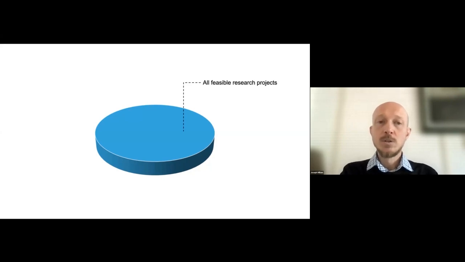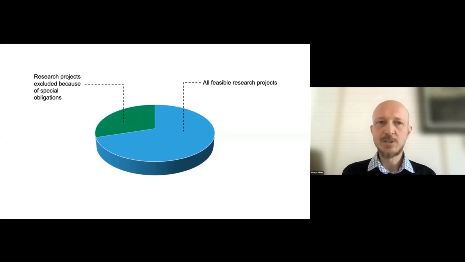Now, looking at the feasible research projects that, say, a funder or an international organization could support, well, some of them are going to be inconsistent with the priority setter's special obligations. Right? So you have a cancer research charity. There's some research that it could support that would not constitute cancer research, just going to be excluded on the basis of special obligations.